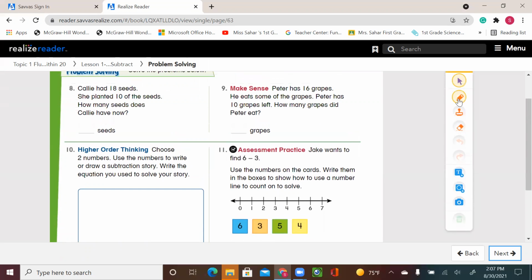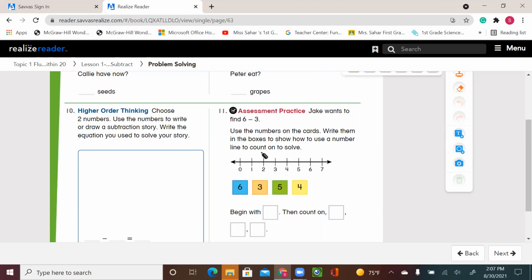Or to help you, we can come here and say we have 6 take away 3. So this is 6 and this is 3. Now we said count on. So we're going to start from the small number. So 3, after 3 we counted 4. After 4 we counted 5. After 5 we counted 6. So that's what you're going to write here: 3, and after 3, 4, 5, and 6.